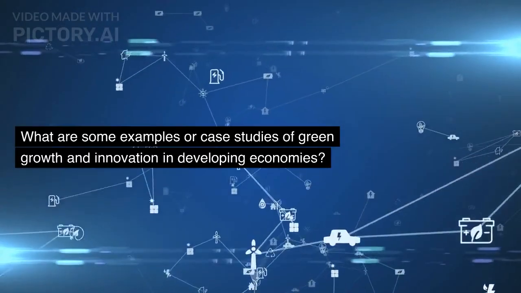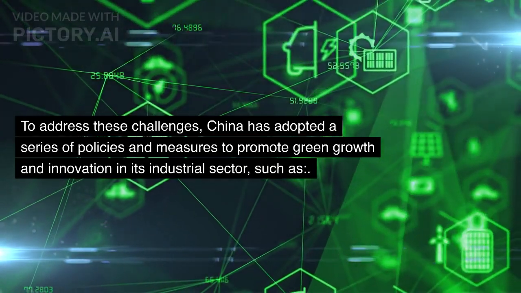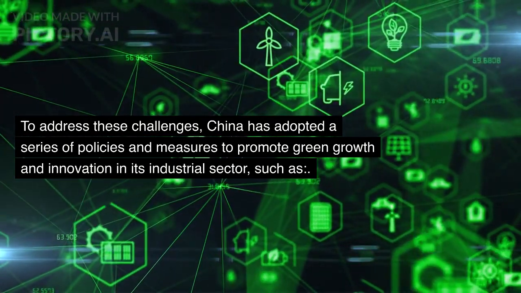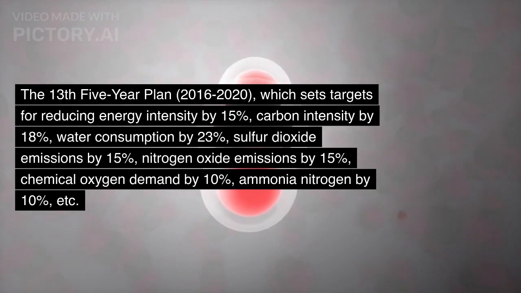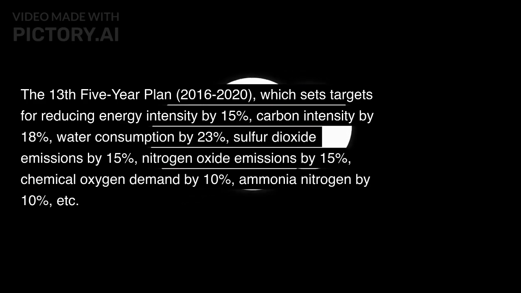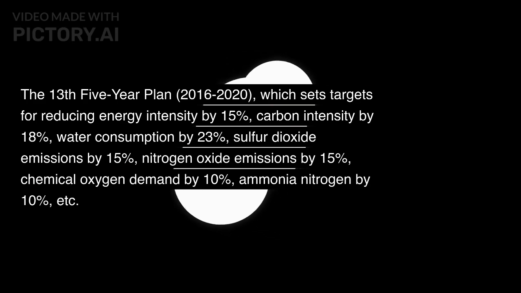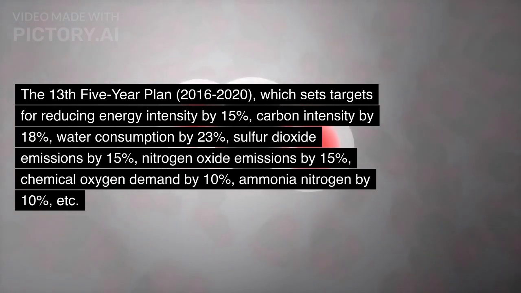What are some examples or case studies of green growth and innovation in developing economies? To address these challenges, China has adopted a series of policies and measures to promote green growth and innovation in its industrial sector, such as the 13th Five-Year Plan, 2016 to 2020, which sets targets for reducing energy intensity by 15%, carbon intensity by 18%, water consumption by 23%, sulfur dioxide emissions by 15%, nitrogen oxide emissions by 15%, chemical oxygen demand by 10%, ammonia nitrogen by 10%, etc.